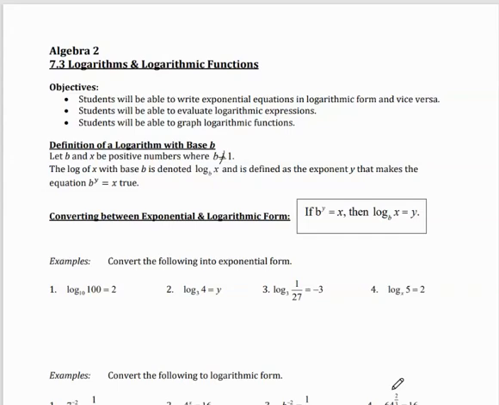Let's talk logarithms and have some fun. So what's a logarithm? This is a new topic. And a logarithm is going to be the inverse of exponentials.